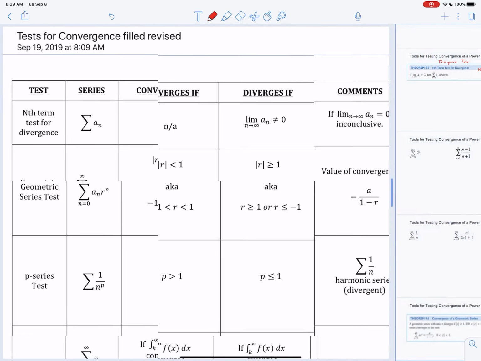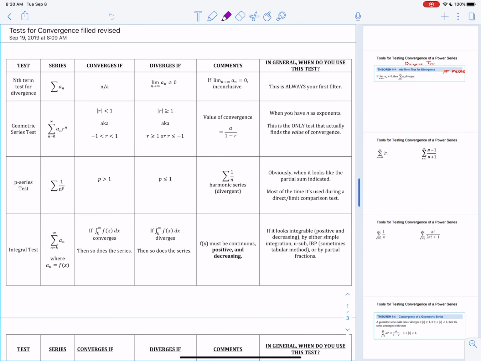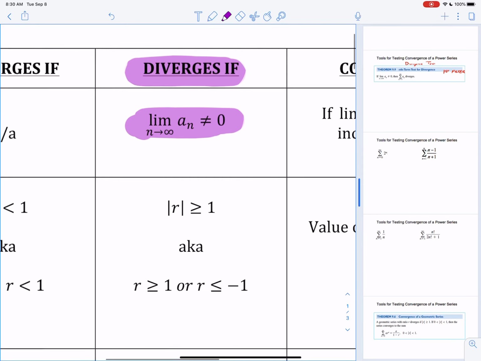Okay, so take a look over here on that first line, all right? Now, you have to read this very carefully. The series will diverge if the limit does not come out to 0. So if it comes out to anything except 0, you can say that it will diverge. Okay, one more time. The series will diverge only if the limit does not come out to 0. If it comes out to anything else, it will diverge.